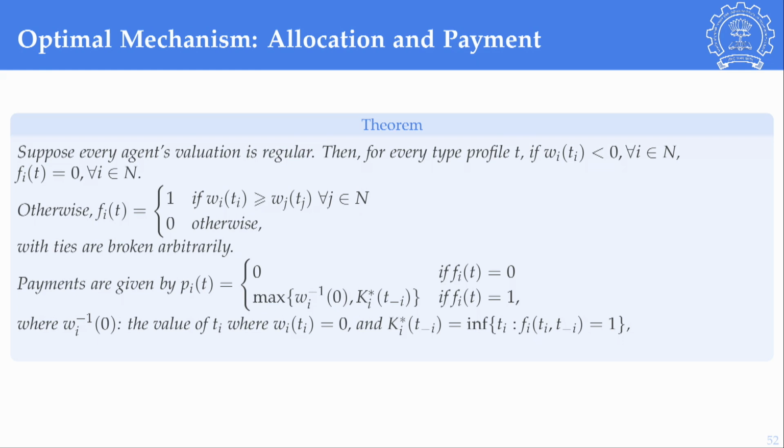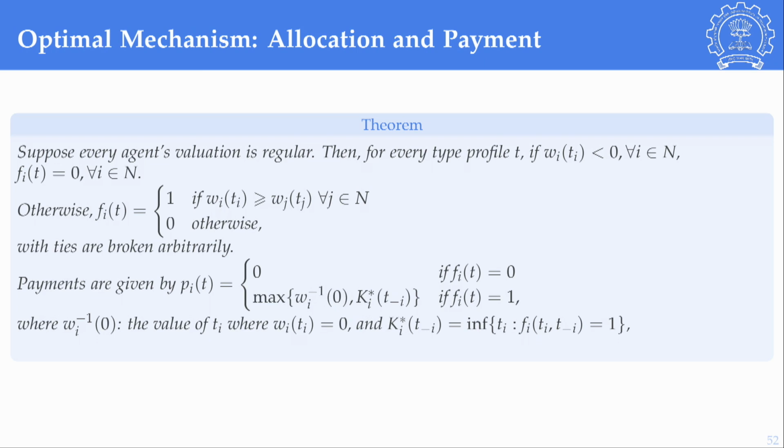If there is more than one agent, then you find among them who has the highest virtual valuation, equate that with the second highest virtual valuation and invert that Ti. So, the value of the Ti where this Wi is actually equal to the second highest virtual valuation, that is the point, that is the value that it should pay.